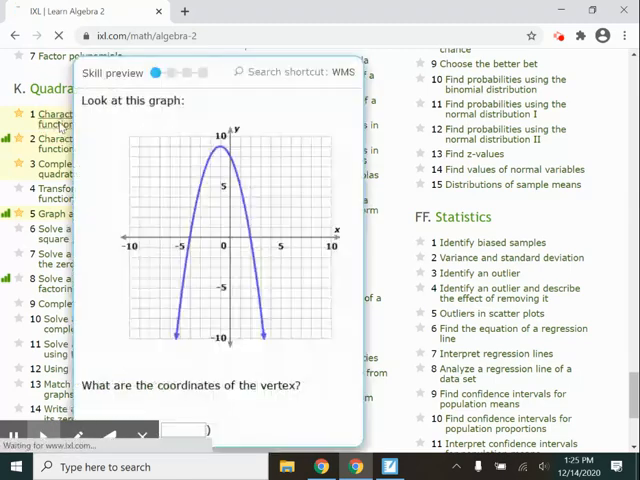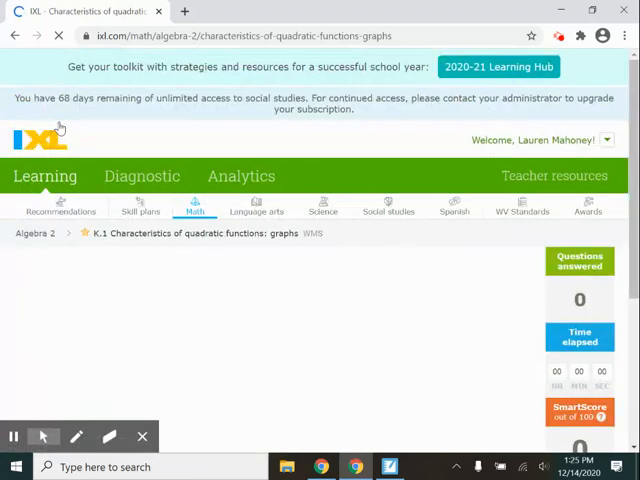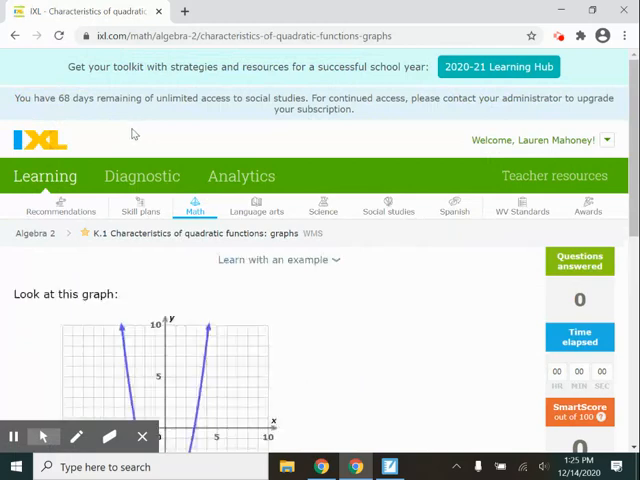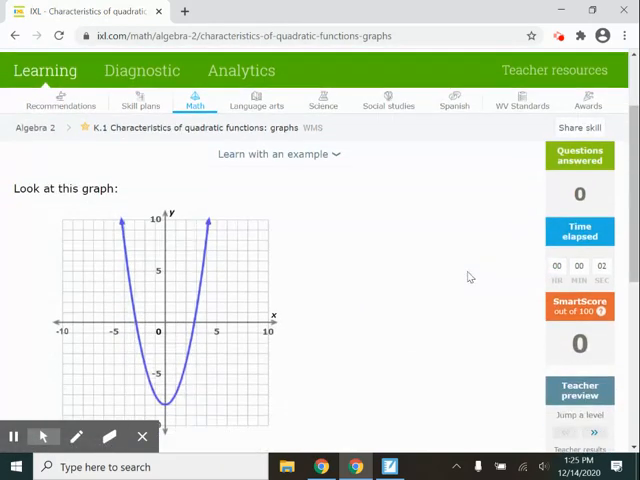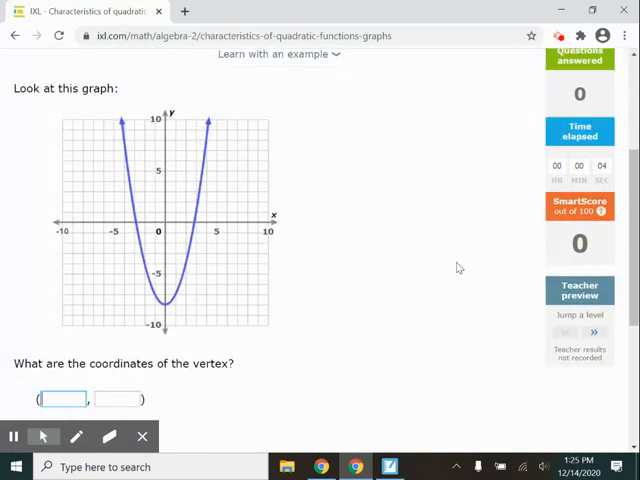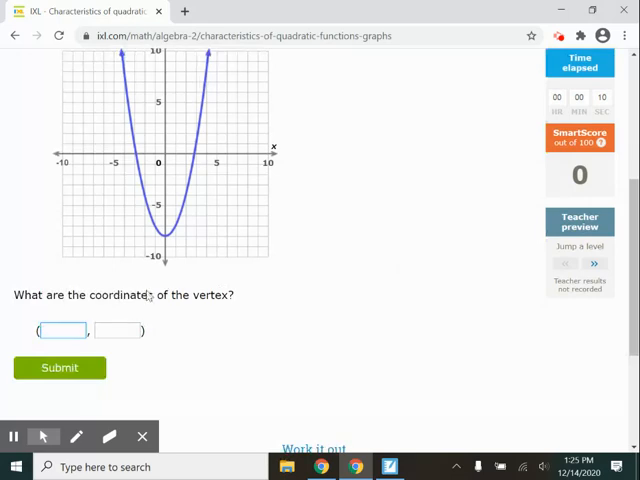So the first one here is K.1. This is on characteristics of quadratic functions. For the majority of this, they're going to be giving you a graph of a quadratic, and you have to state certain things about it. So this first question is asking, what are the coordinates of the vertex?